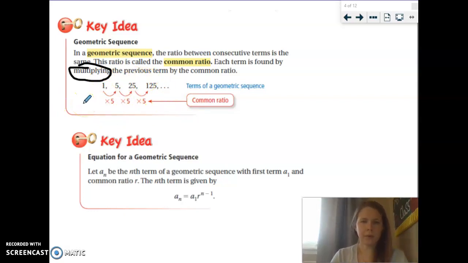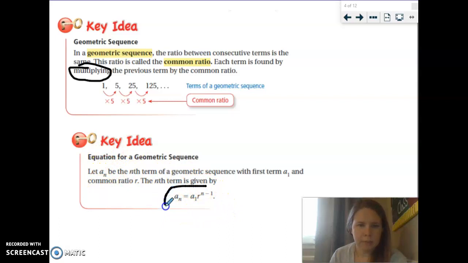The other part we're going to get into is being able to write your geometric sequences as an equation. So here is your equation. Please circle that in your notes. It's going to be important that you understand how to set these up. So again, a sub n, let a sub n be the nth term of a geometric sequence. So maybe you're looking for the 25th term. With term a sub 1, that's going to be the first term that you see, the first term in that sequence. In this case, if I was going to write an equation for this one, I would put in 1, and your common ratio is 5. And then the nth term is given by this equation.